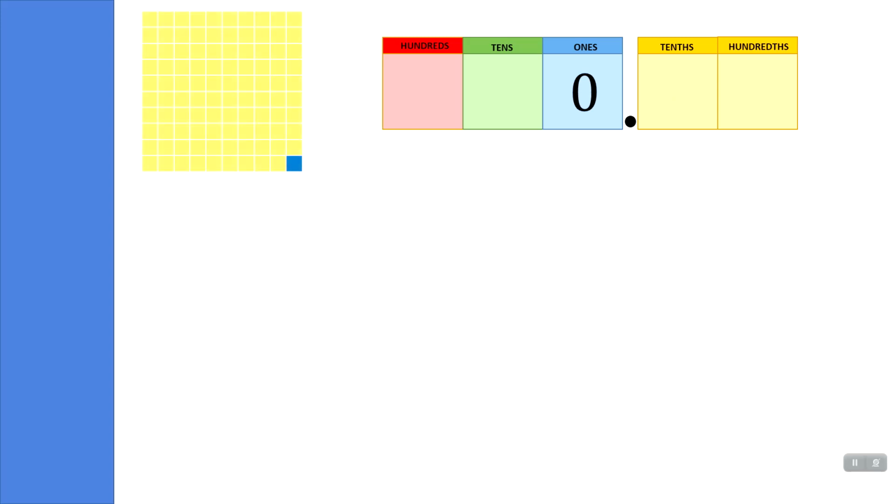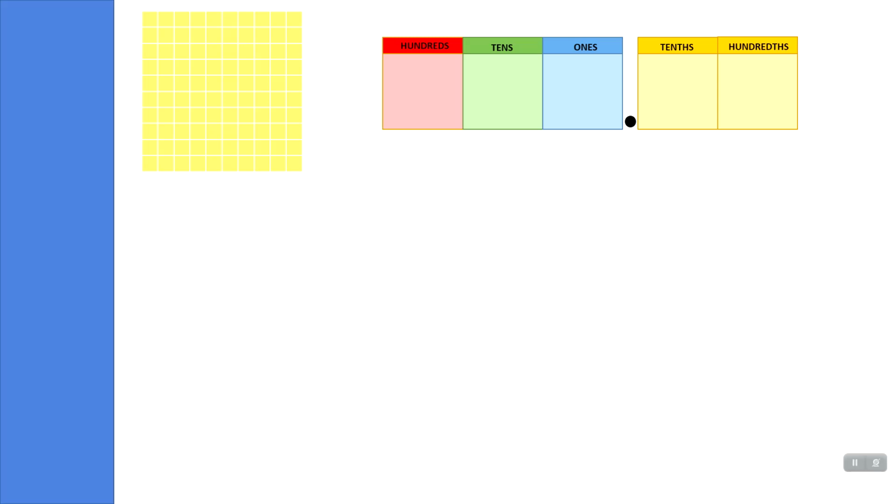And one more. How many yellow squares are shaded out of 100? Well, we know that there is only one blue square left, so it should be 99 hundredths. And writing that in the place value chart, we write each digit in each place. So 9 in the tenths column, 9 in the hundredths column. We read this as 0.99, which is 99 hundredths.